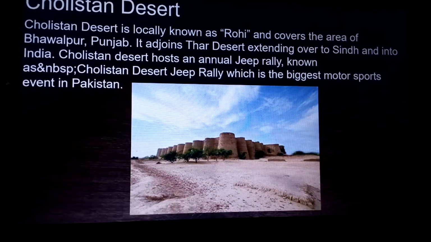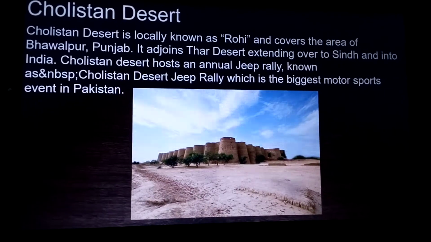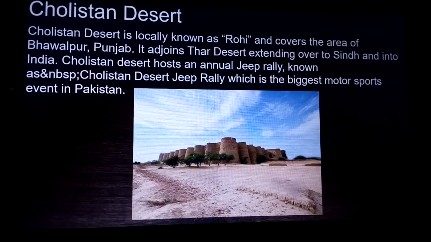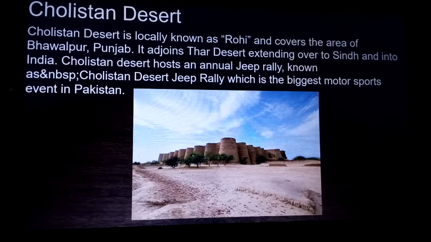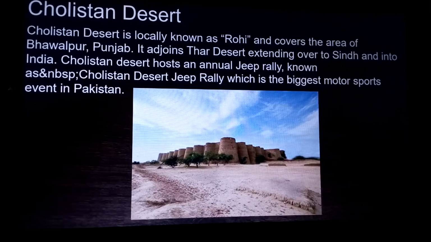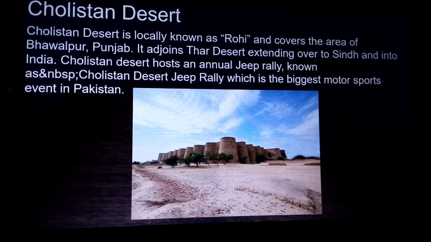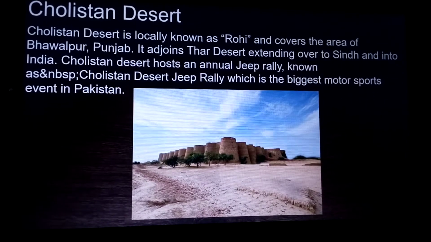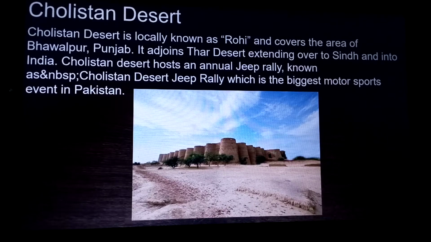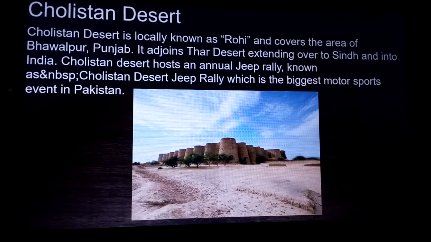The first one and the beautiful one is the Cholistan. A few areas of Cholistan are in Pakistan and the rest of the Cholistan is in India. Cholistan desert is locally known as Rohi. Local people name it Rohi. And it covers the Bahawalpur, Punjab.